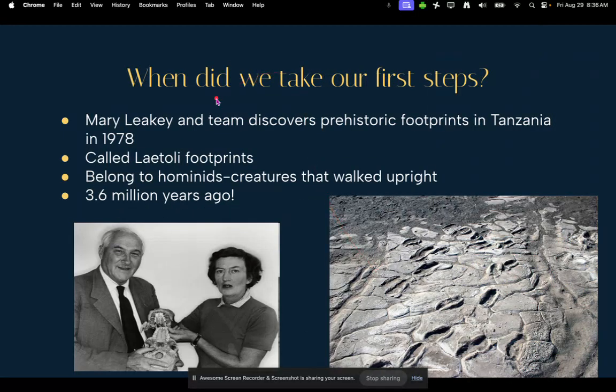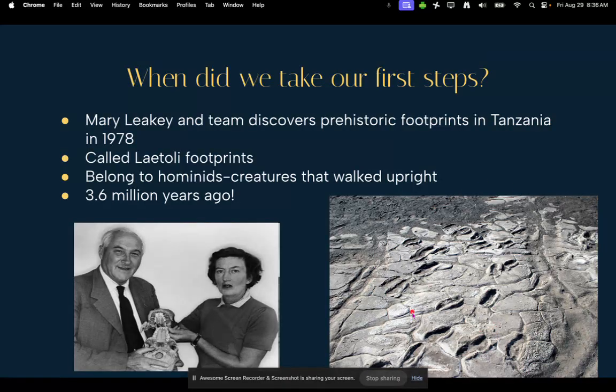So when did we take our first steps? This was a discovery back in 1978. Mary Leakey and team discovered prehistoric footprints in Tanzania. They are called the Laetoli footprints, and they belong to hominids, or creatures that walked upright. And these footprints, which you can see right here, are about 3.6 million years old.